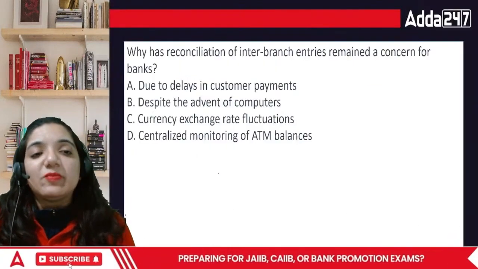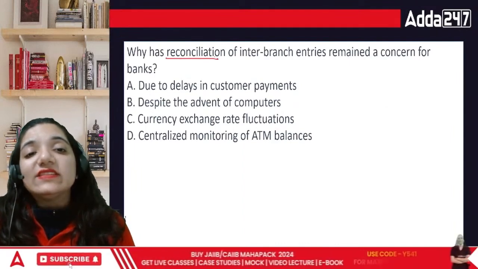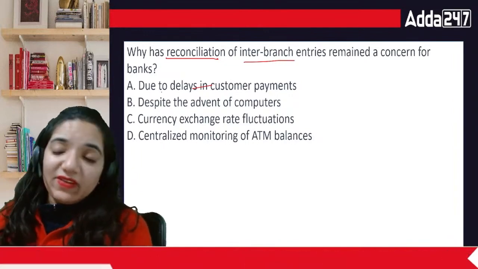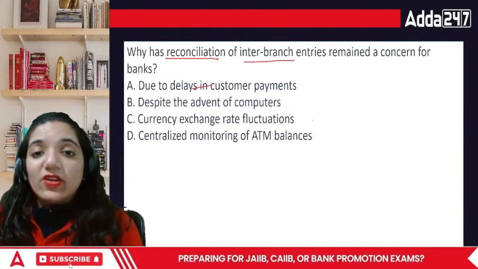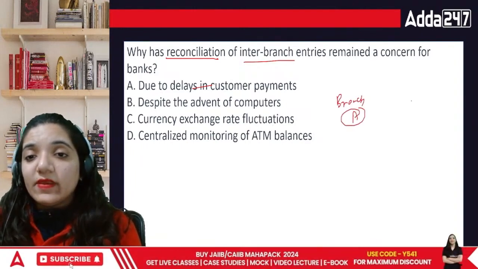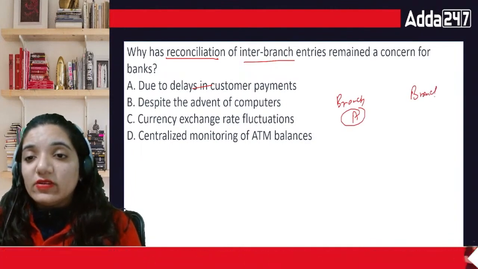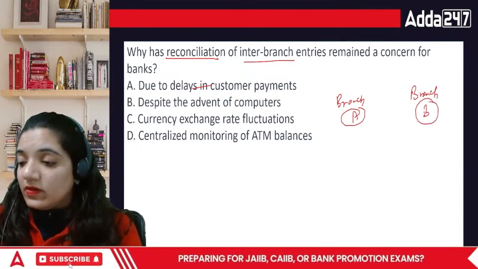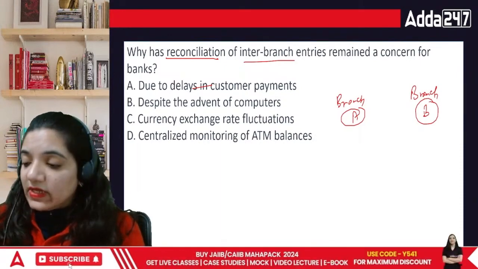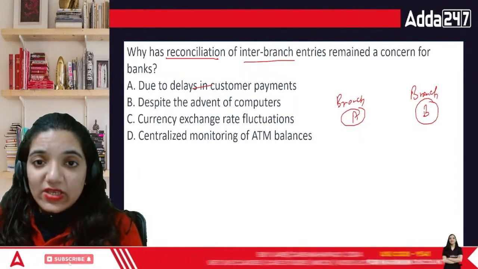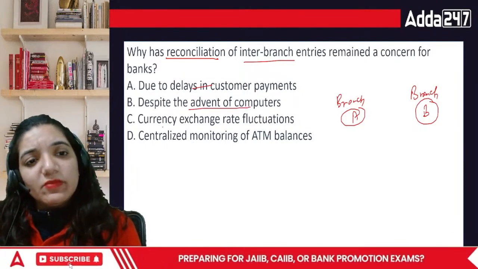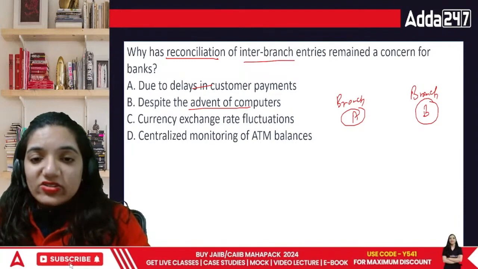Now comes the next part, everyone. Why has reconciliation of inter-branch entries remained a concern? Inter-branch means when we are having two specific branches. For example, we have branch A and we have branch B. Now, why has the entire process of inter-branch entries remained a concern despite the advent of computers or currency exchange?